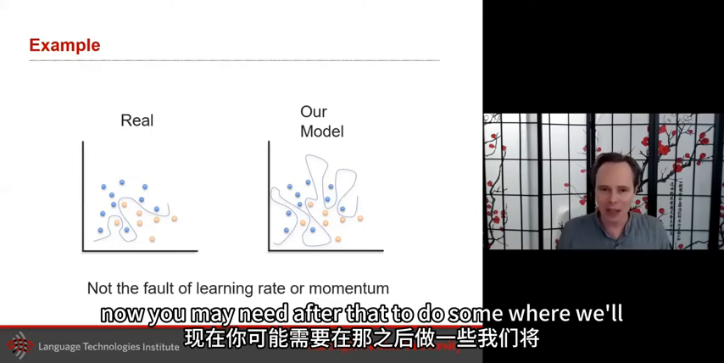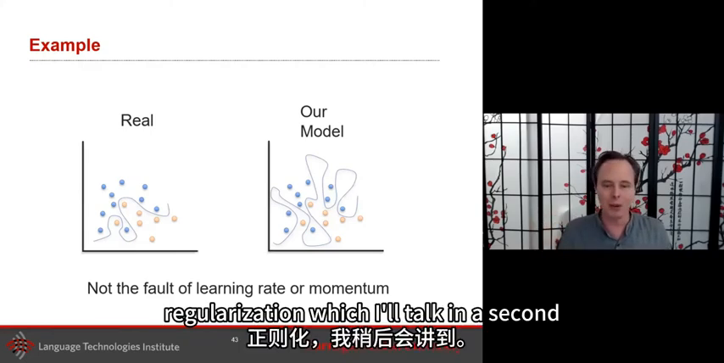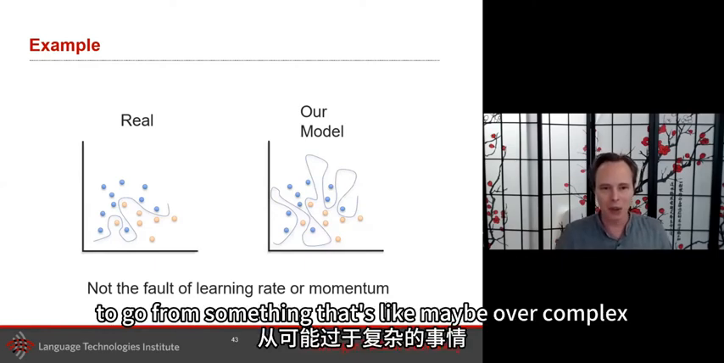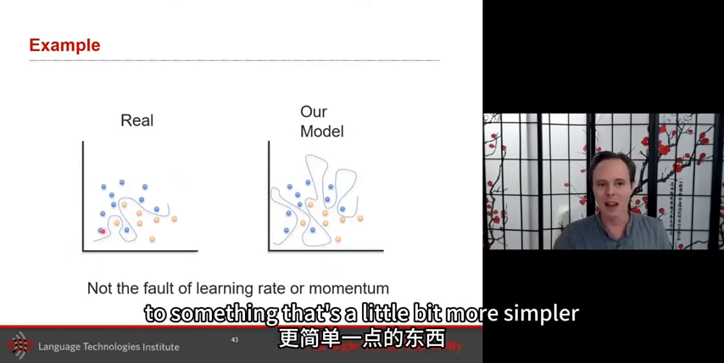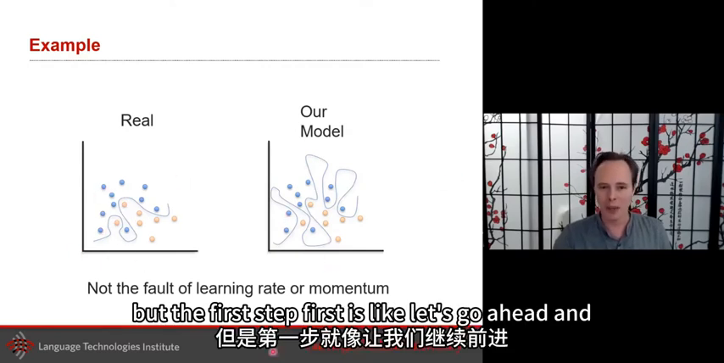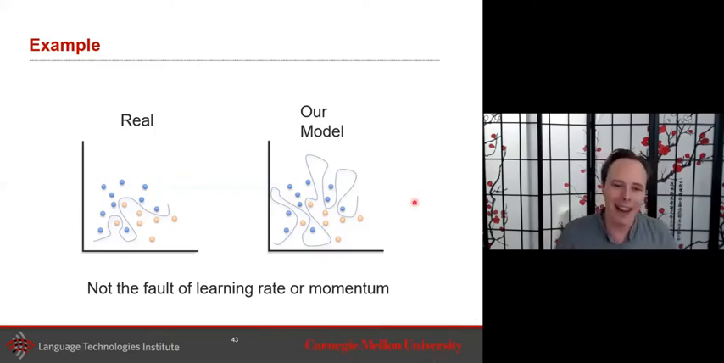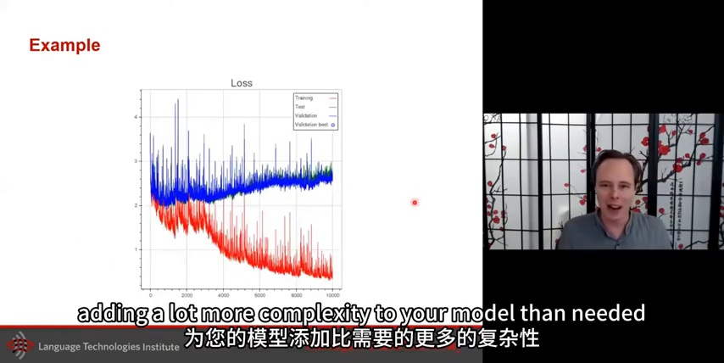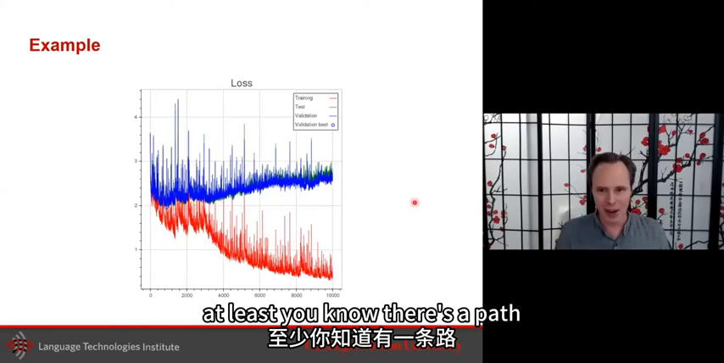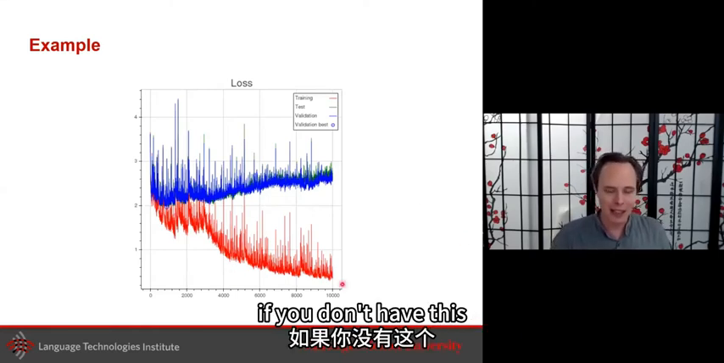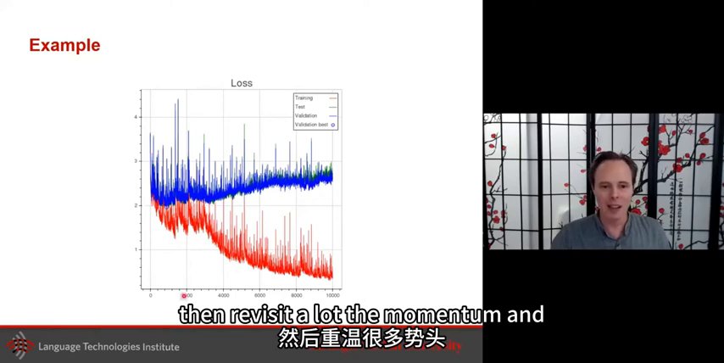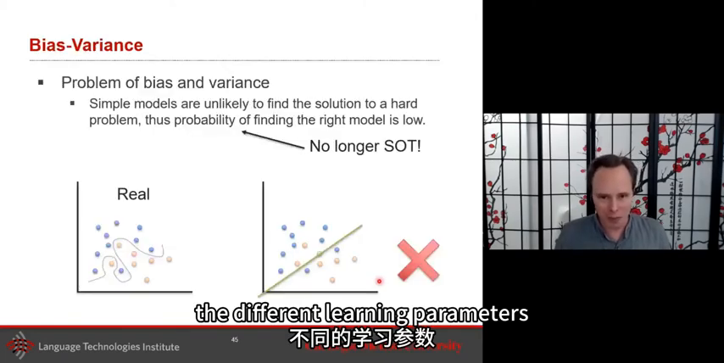Now you may need after that to do some regularization, which I'll talk about in a second, to go from something that's maybe overly complex to something a little bit simpler. But first, let's just be sure you can fit to this, even if you have a lot more complexity in your model than needed. At least you know there's a path to success. If you don't have this, then revisit the momentum and the different learning parameters.